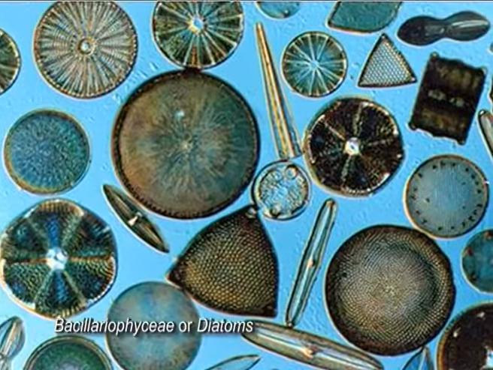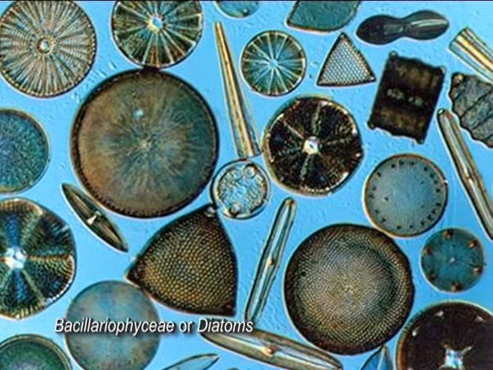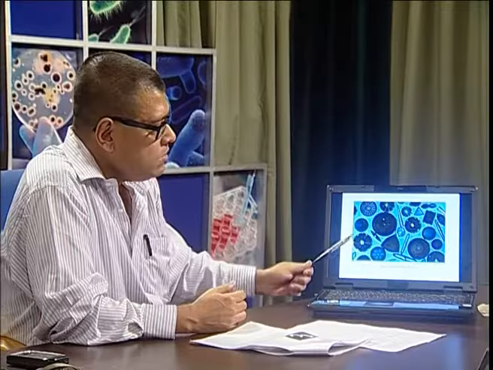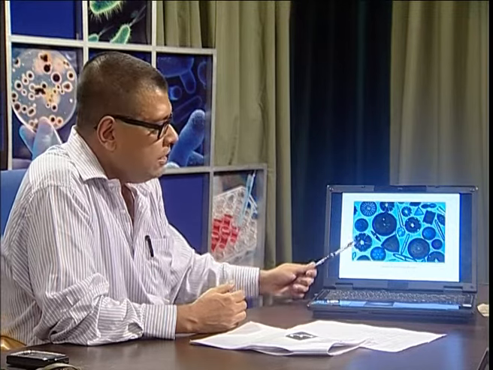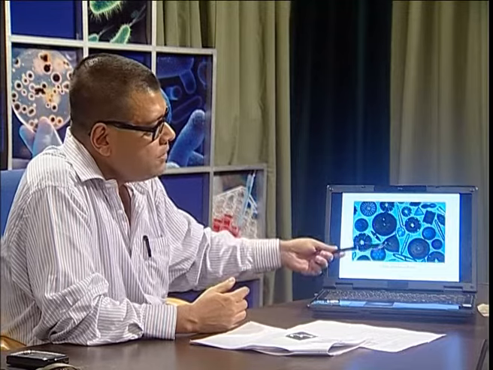Coming to the next group, which is commonly called the Bacillariophyceae or the diatoms. You can see some cells are round and some cells are elongated. The round cells are called the centric diatom and the elongated cells are called the pinnate diatom. But this pinnate diatom, normally, if you see it from the side, they look like a petri plate, having two valves, the epitheca and the hypotheca.